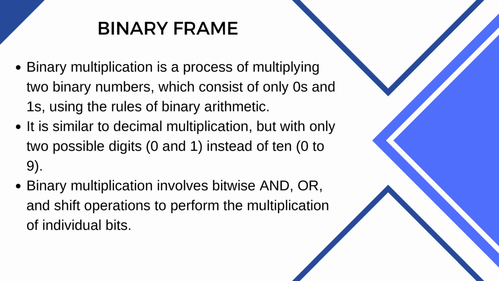The binary frame. Binary multiplication is a process of multiplying two binary numbers which consist of only 0 and 1, using the rules of binary arithmetic. It is similar to decimal multiplication but with only two possible digits, 0 and 1, instead of 10, 0 to 9. Binary multiplication involves bitwise AND or OR and shift operations to perform multiplications of the individual bits.